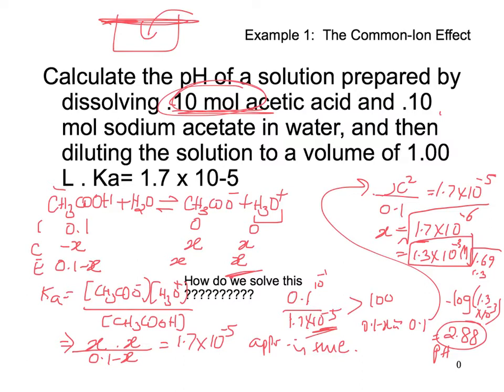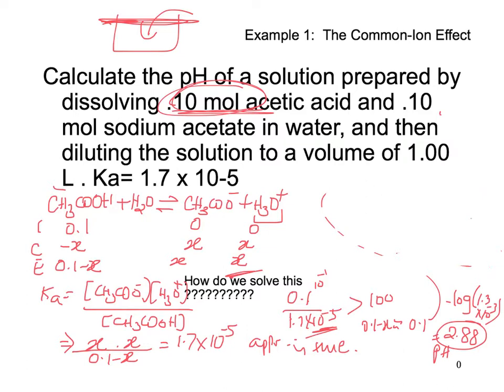Now I'm going to set up a concoction. So it's no longer going to be just acetic acid. It's going to be a mixture of acetic acid and sodium acetate. Two things are going to happen. Let me make some room for that calculation.